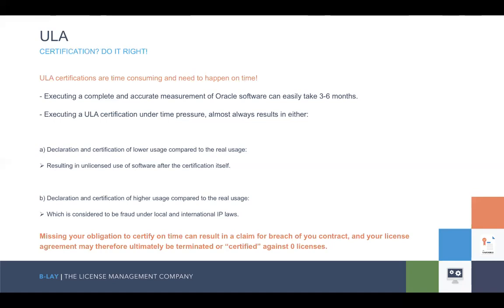And let's not forget, if you do miss your obligation to certify on time, in principle, that is a breach of your contract, where Oracle could take the position, ultimately, that your ULA is actually going to be certified against 0 licenses. So please, please, please start on time and ask for help in case you need help to do this in a complete and accurate manner.